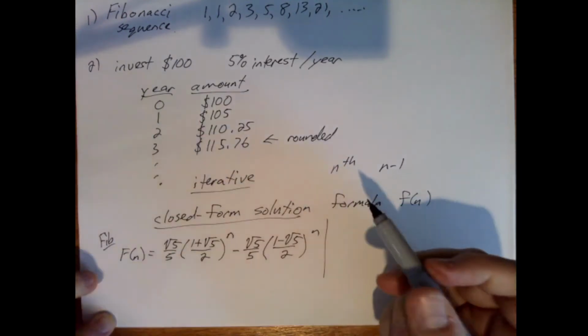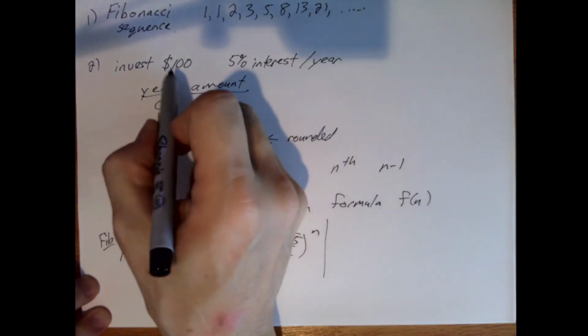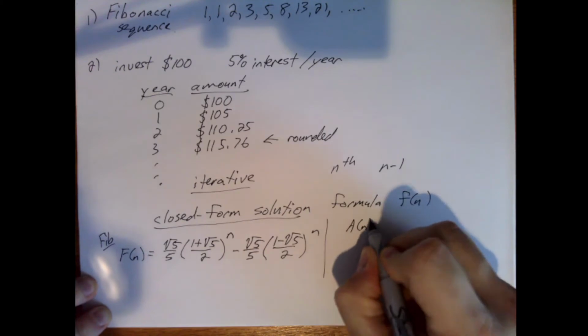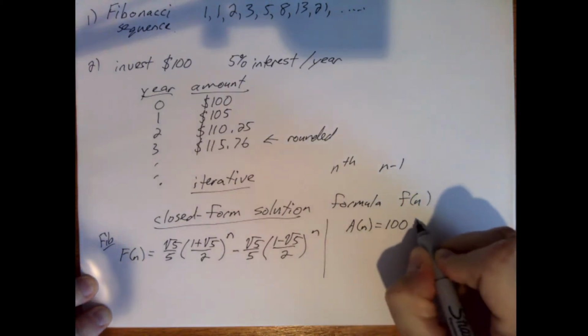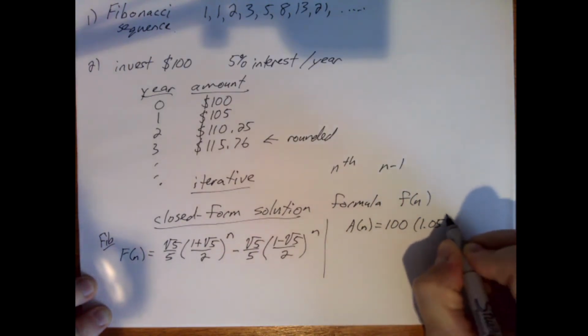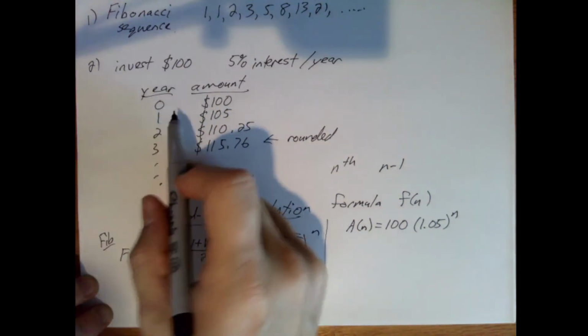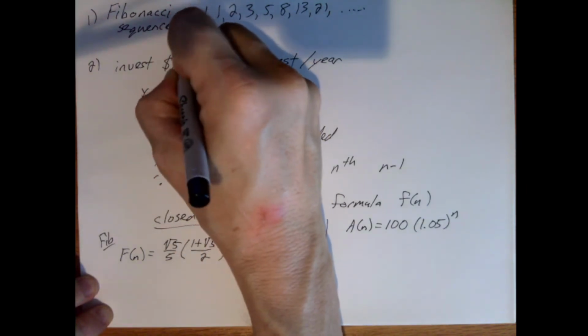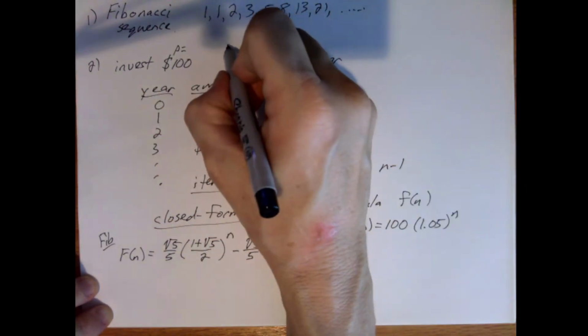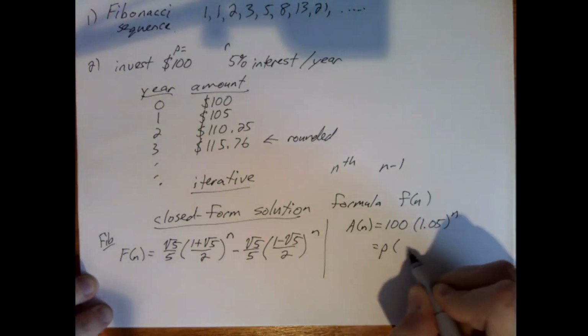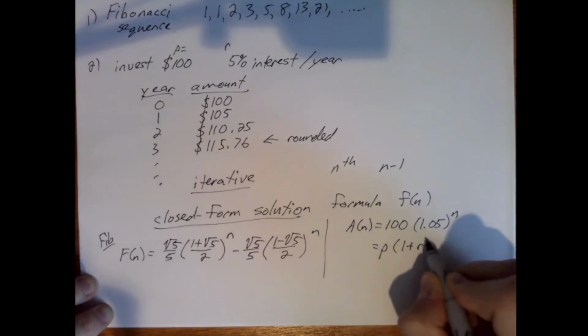What about the second problem? For this particular case, where I'm using 105%, then A of n is simply equal to 100 times 1.05 raised to the nth power. The more general form of this that you would see in a book would be if 100 is, say, P, our principal, and 5 is R, our interest rate, well then it becomes P times 1 plus R raised to the nth power.